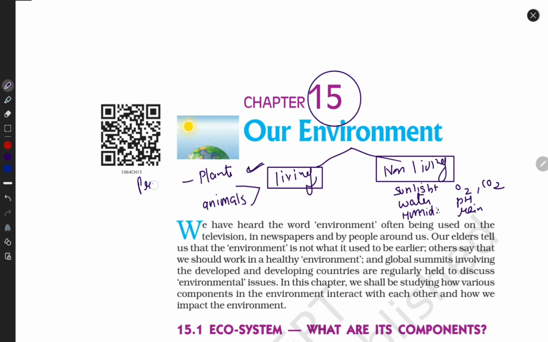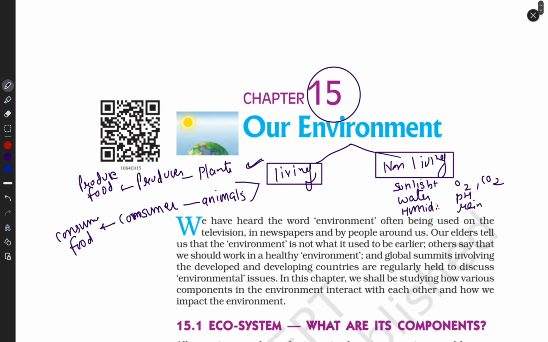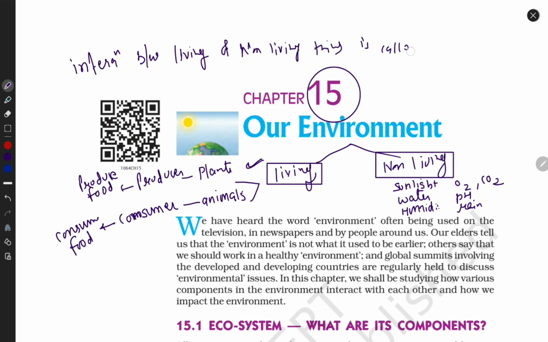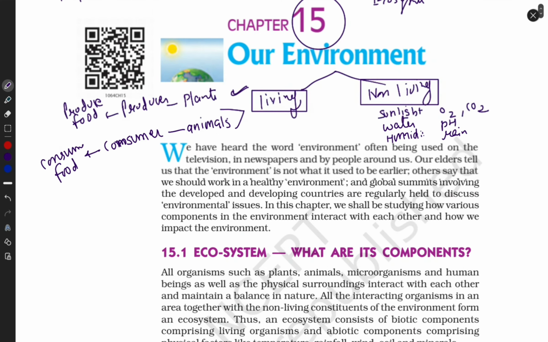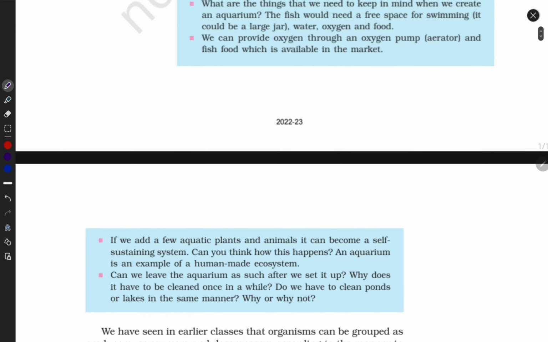Okay, this is the producer, and these are consumers, because they produce food and they consume food. Alright, guys. So, interaction, I repeat, interaction between living organisms and non-living things is called ecosystem. Clear, guys? What are the components of an ecosystem? We already studied living things and non-living things.